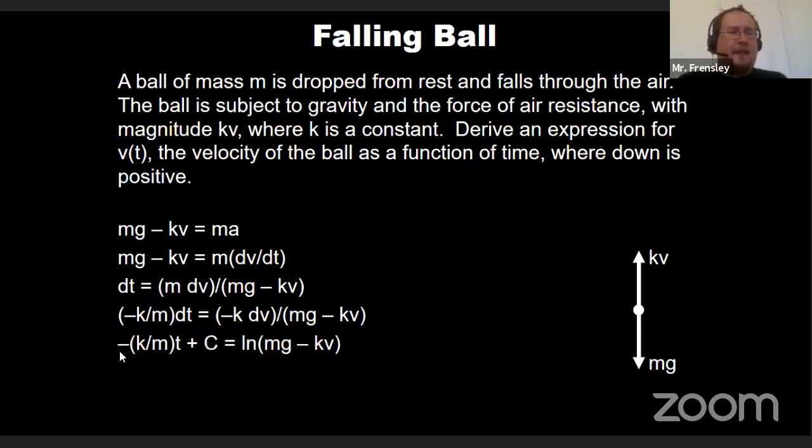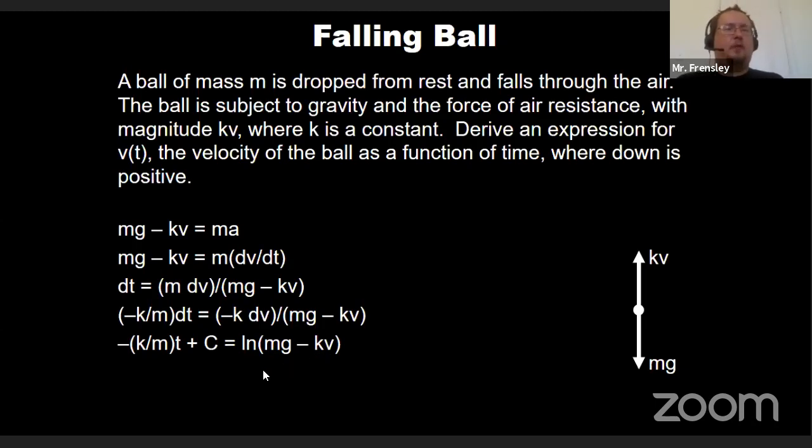So we integrate negative k over m, a constant, times dt, which becomes the same constant, negative k over m, times t, plus a new integration constant. If you forget the integration constant, then you are the missing link. Goodbye. Now, on the right-hand side, the integral of du over u is natural log u. So we get the natural log of what was in the denominator, mg minus kv.